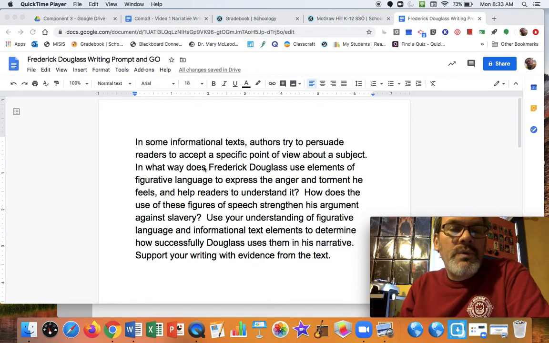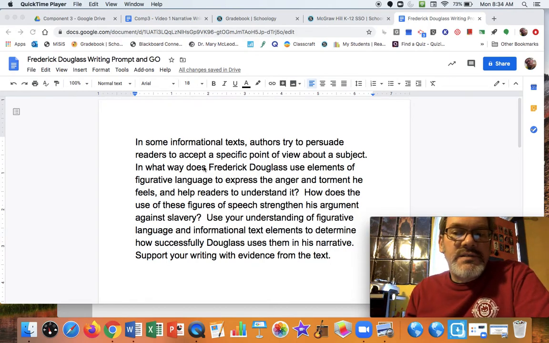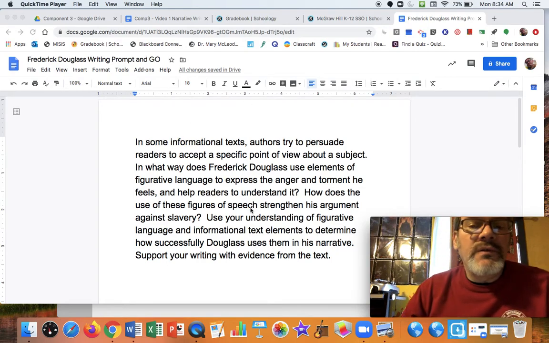Morning. We are going to discuss this week's assignment, which is to write an essay on the writing prompt on the narrative of the life of Frederick Douglass. So I've gone ahead and typed the writing prompt here, and we're going to go ahead and break it down.